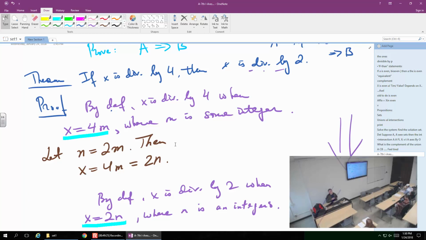What we're going to do next time is a contrapositive way, so backwards. So we'll start with the negation of the conclusion and walk our way backwards. Okay.